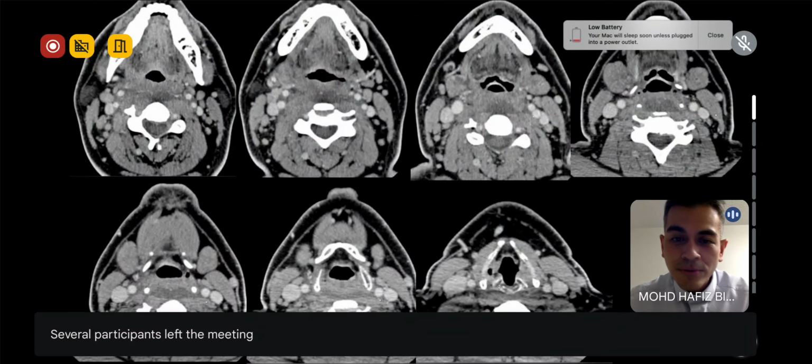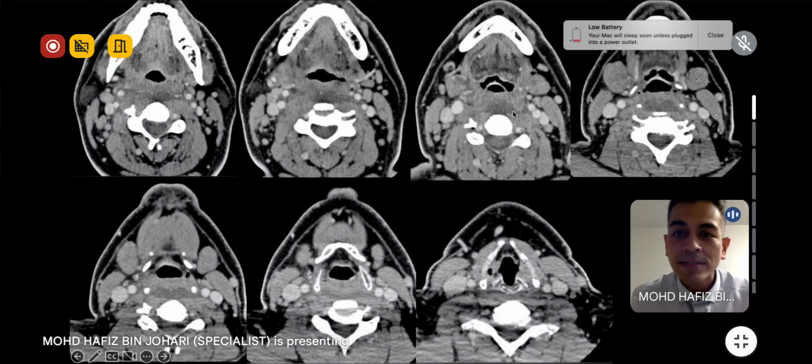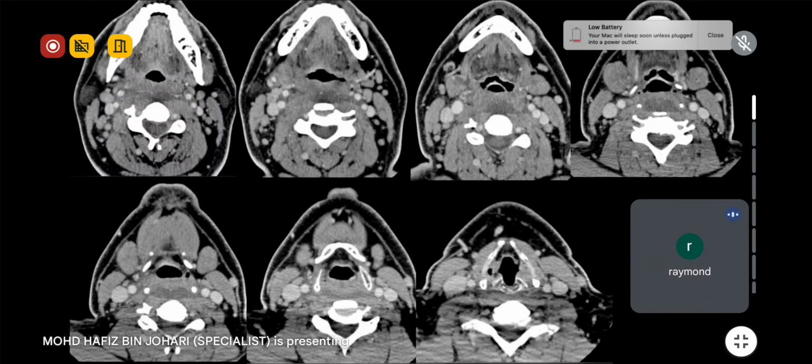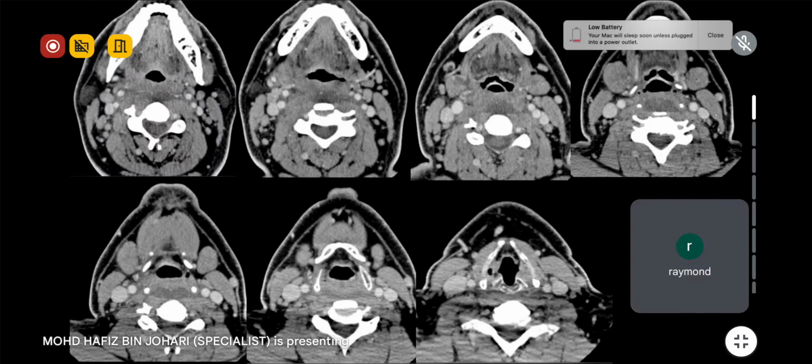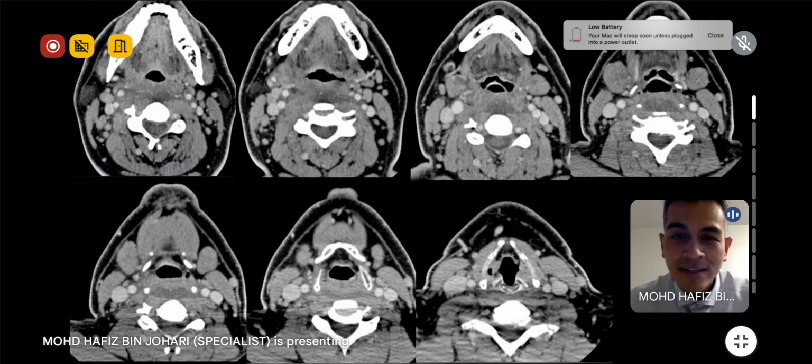This one, what I want to show is that there's an enhancing collection at the retropharyngeal space here. So this is an example case of an acute retropharyngeal abscess. May I know what we need to image next? Any volunteer? Extend the imaging to the thorax to look for mediastinal extension. Yes, correct. Because of which space is this? Danger space. Yes, very good.